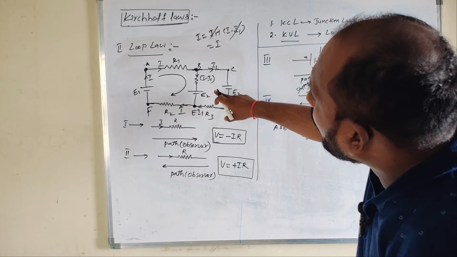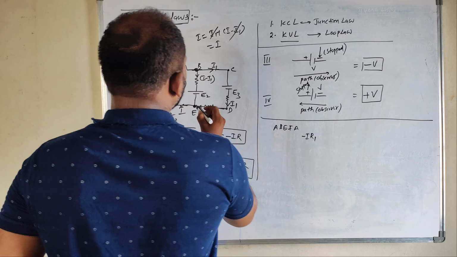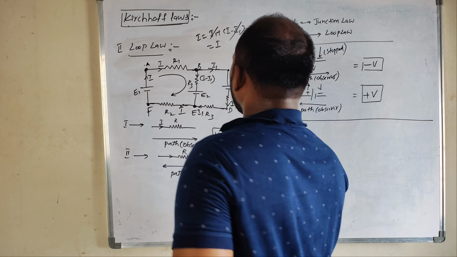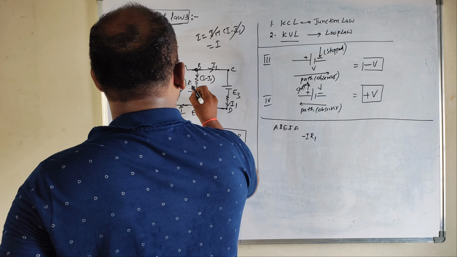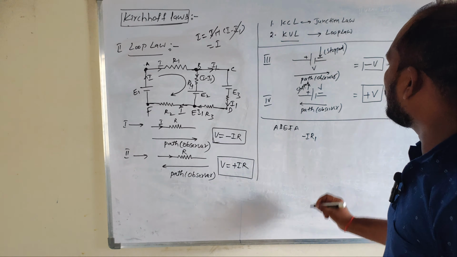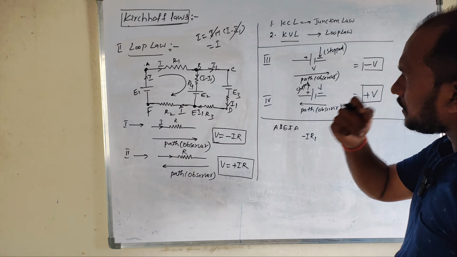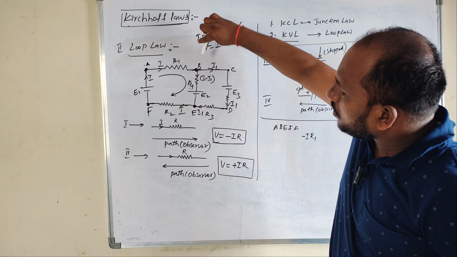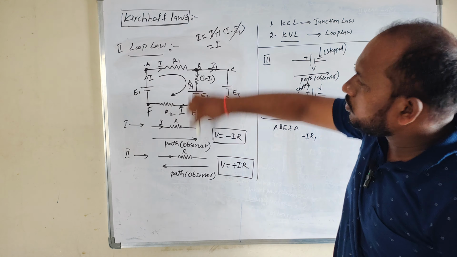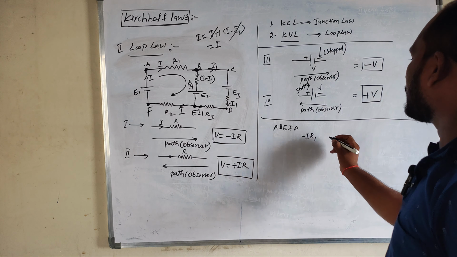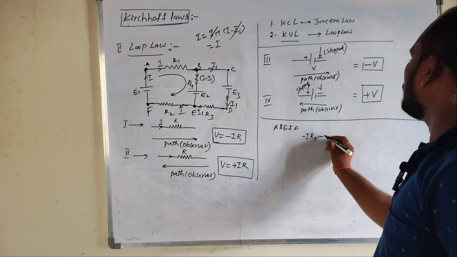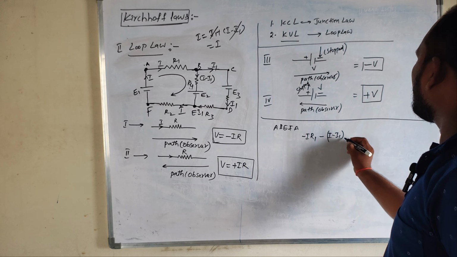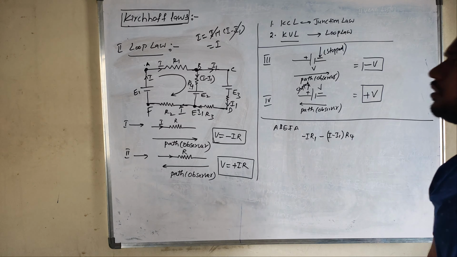Next we have resistances R2, R3, and R4. First we have to find out the sign. The current is traveling downward and the path is also downward. Both are the same direction, so we put minus: minus I minus I1 into R4. So we get a potential drop.